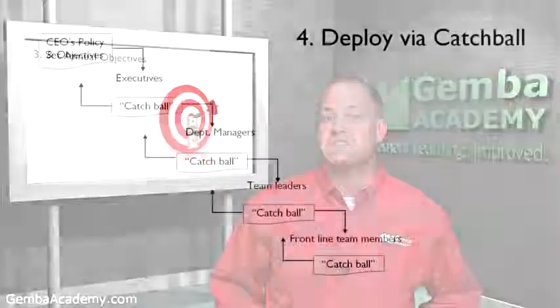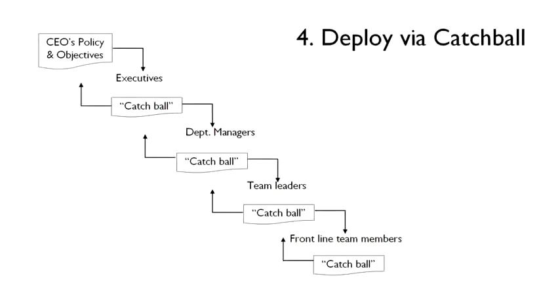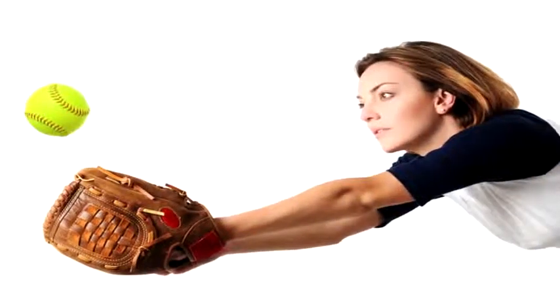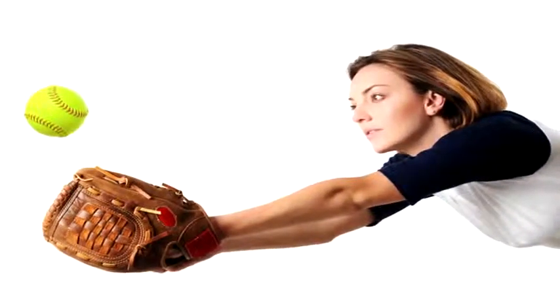The fourth step has us deploy these annual objectives top to bottom through a process called catchball, which develops consensus about how objectives will be met through two-way communication between management and their direct reports. As it turns out, the phrase catchball comes from the idea of 2 people playing catch with a baseball.